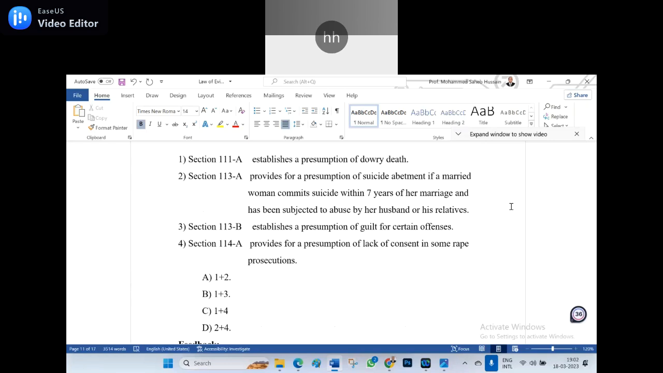Options: A 1 plus 2, B 1 plus 3, C 1 plus 4, D 2 plus 4. Shoot. B 1 plus 3, sir. B, 1 plus 3, is the mismatch.